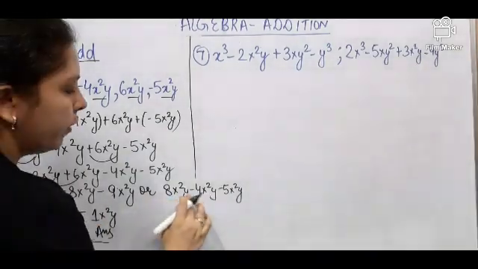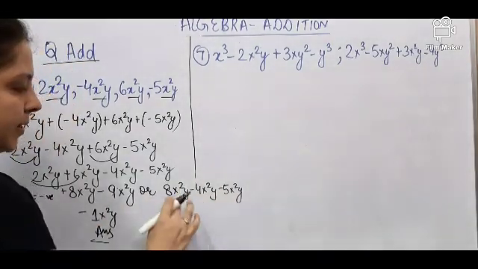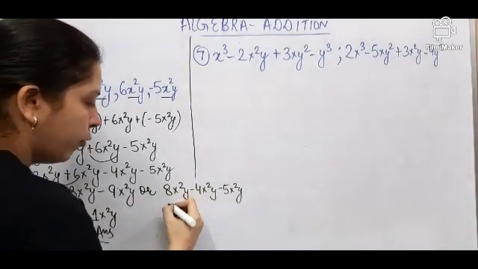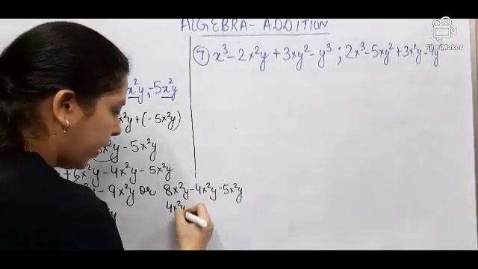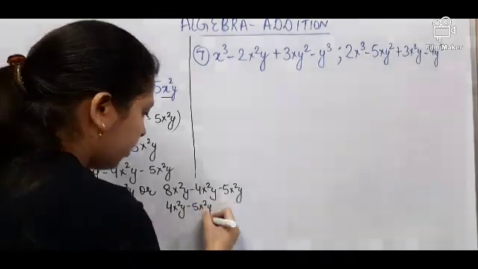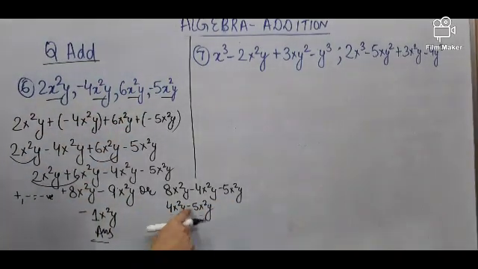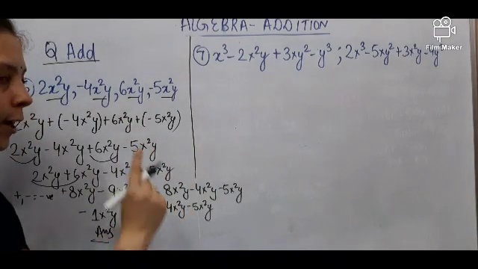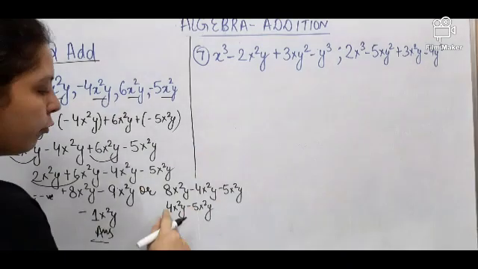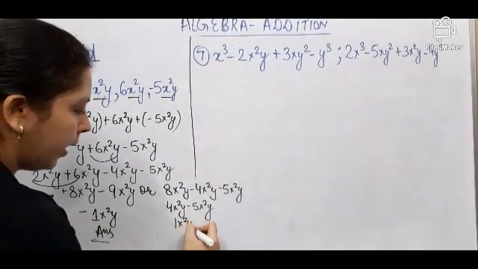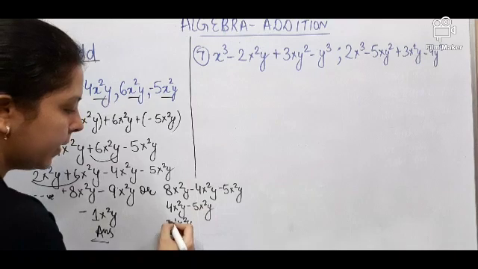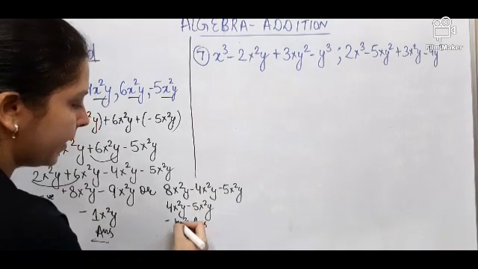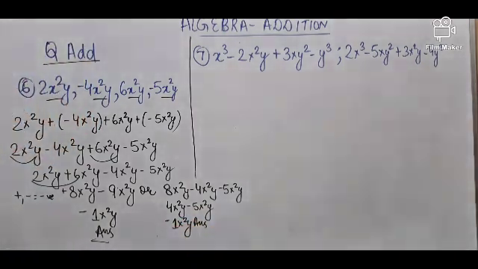If we do it with this method, we also get the same result. 8x square y minus 4x square y is 4x square y. Now as one is positive and one is negative, we put the sign according to the bigger value we have. So 5 minus 4 is 1, and as 5 is preceded by a negative sign, minus 1x square y is the answer. Right?